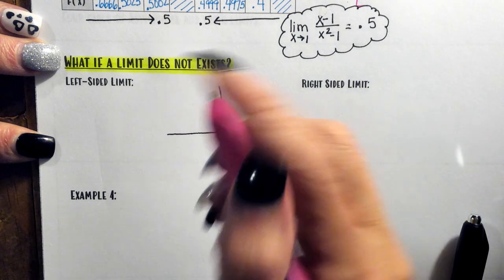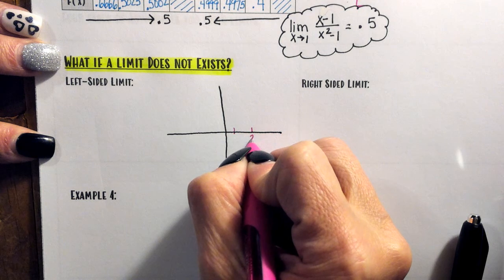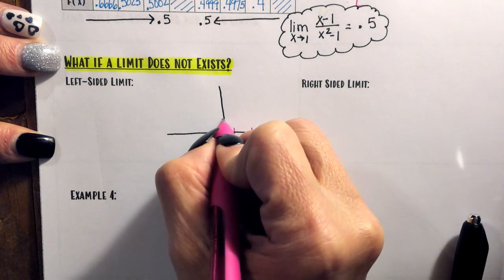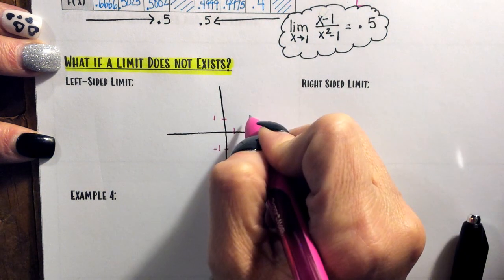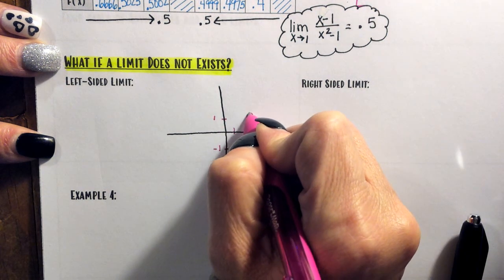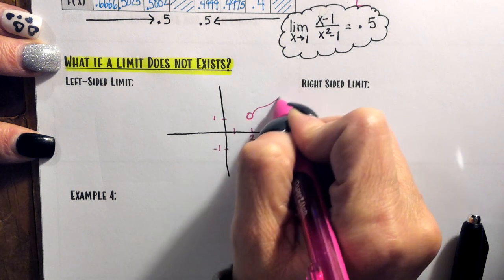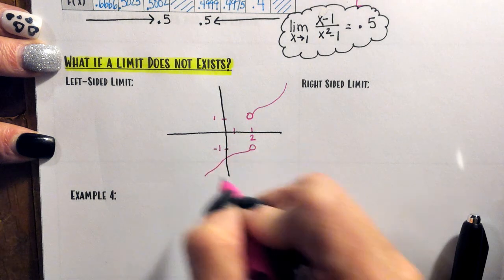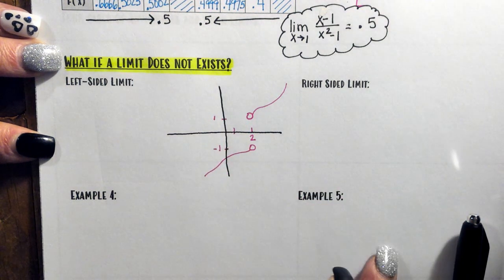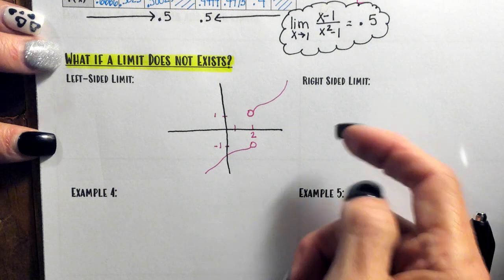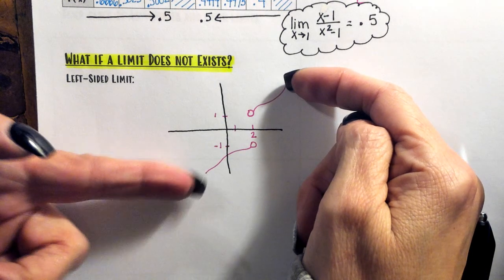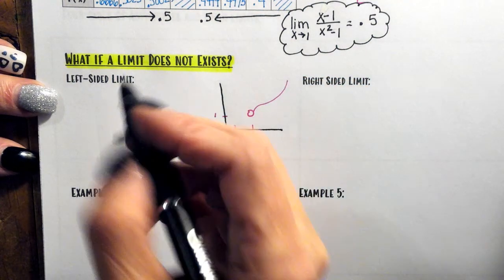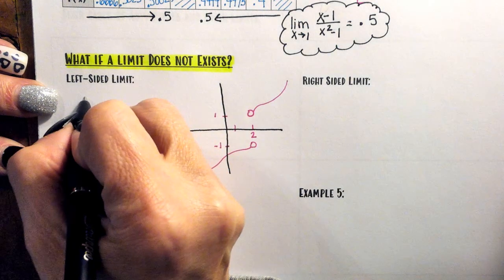So let's say that I have, let's go right here at 2, and then we'll do negative 1, and we'll do positive 1. Okay, so let's say that my graph has a hole right here at 2, 1, and maybe it goes up. And down here at 2, negative 1, the graph does something down there like that. Okay, so remember, for the limit to exist, you have to approach from the left and the right and approach the same value. Well, let's look at this. We don't know what the function is. We're just going to call it f of x.